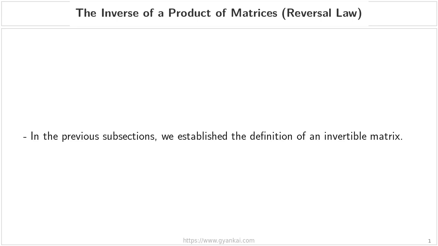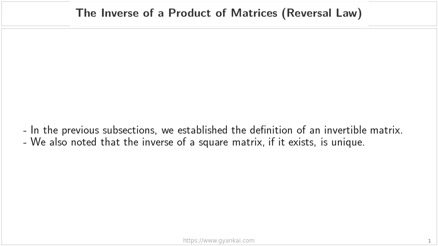Hello everyone. To begin today's session, let's first ground ourselves in what we have already covered. In our previous subsections, we established the fundamental definition of an invertible matrix, understanding when a matrix possesses an inverse that allows us to return to the identity matrix. Along with that definition, we also noted a very important characteristic: the inverse of a square matrix, provided it exists, is unique. In other words, a matrix cannot have two different inverses, there is only one.